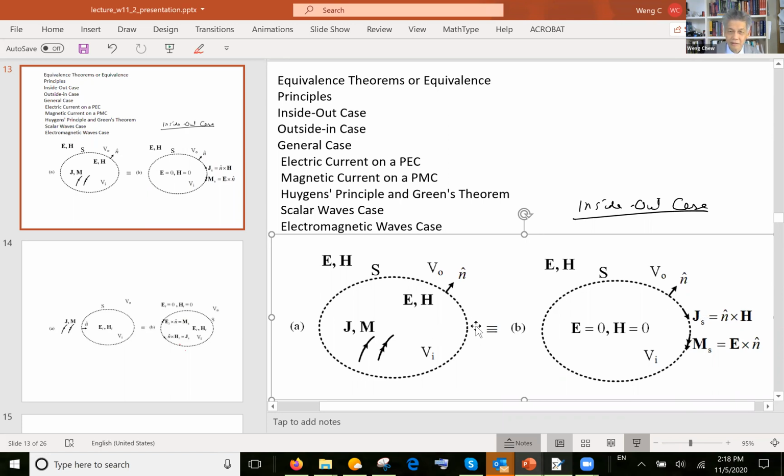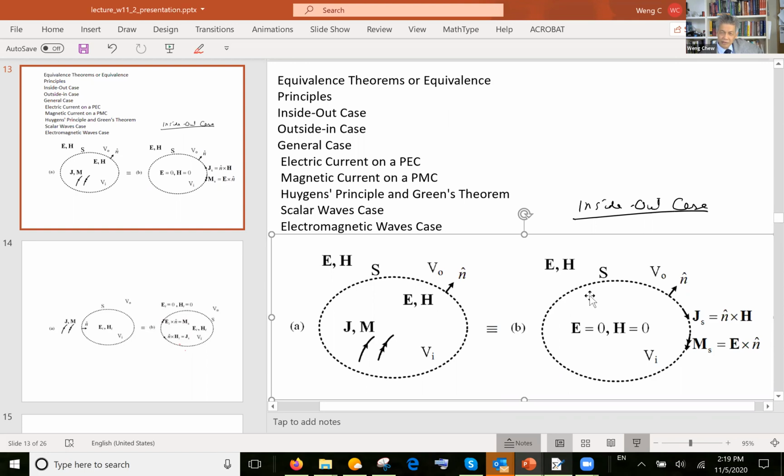So how can I achieve the two and make them to be the same? Well, on the right-hand side, if I make the outside field the same as the problem on the left-hand side, and I make the field inside to be 0, that is not possible because the field will have a jump discontinuity across this surface S. But I can remedy that by putting surface current sheets on this surface. If I impose the current sheets in such a manner that Js is n cross H, Ms is E cross n, I know what the jump conditions for H and E are.